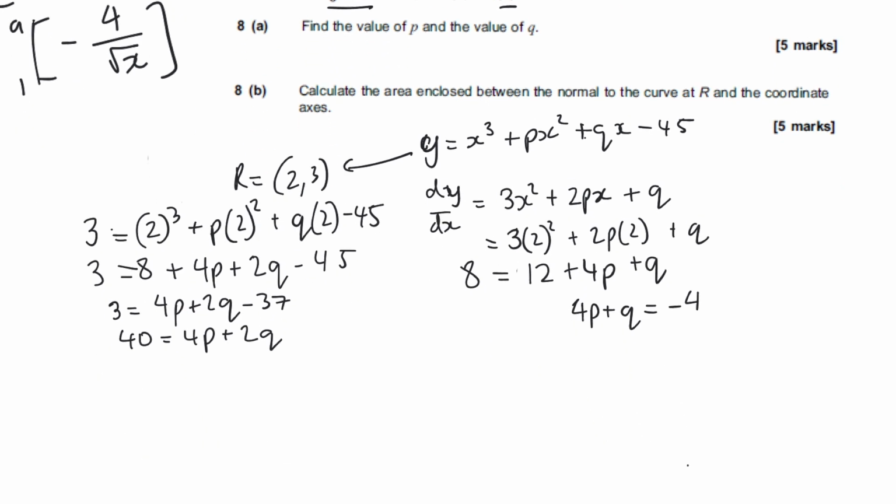Okay, so now we have our two equations. And great, with simultaneous equations, life is so much easier when two of your letters are already the same. So we've got 4p and 4p, they'll cancel out. Then q minus 2q would leave us with negative q. And then minus 4 minus 40 would just be minus 44. So then we know that q is equal to positive 44 because the two negatives will cancel out.